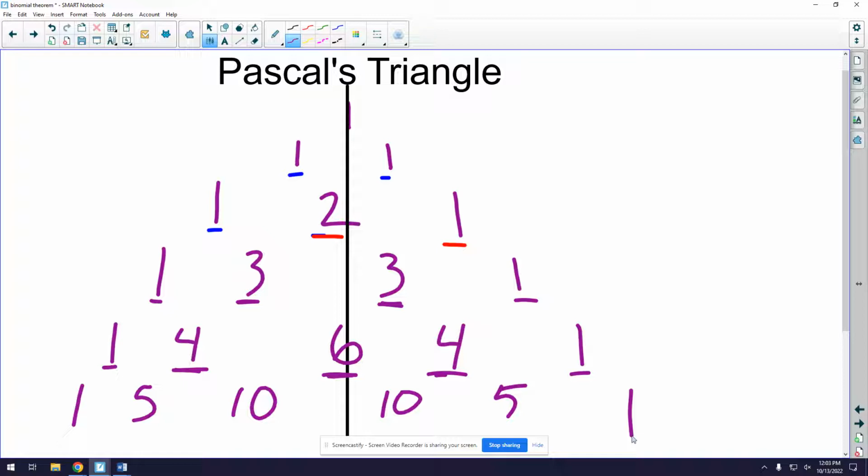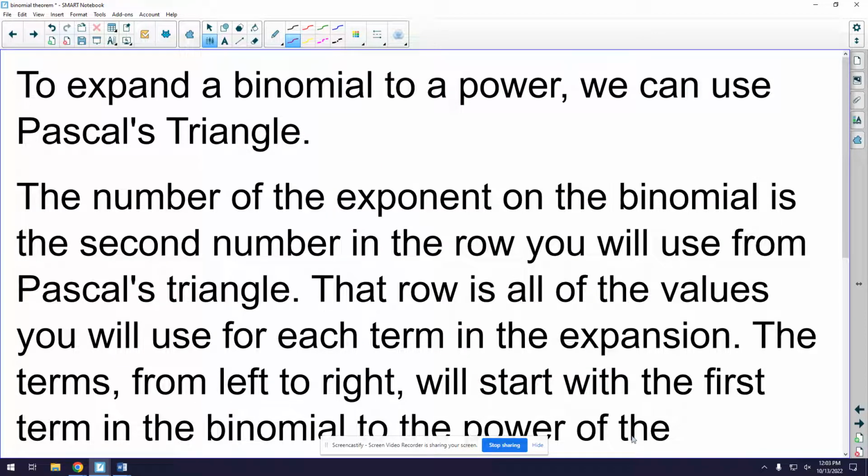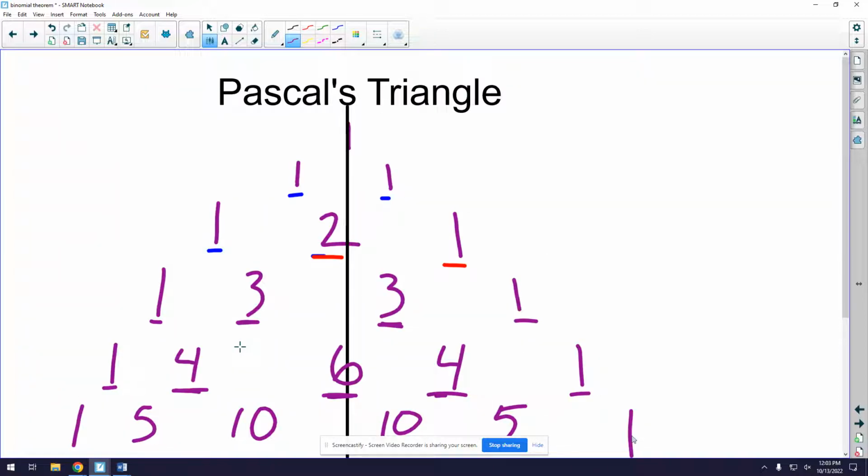So let's talk about how to use this to expand binomials. You can expand a binomial, it does not work with trinomials or anything else, to any power, any exponent, using Pascal's triangle. The number of your exponent on your binomial, so if you were doing something to the power of 5, that exponent is the second number in the row you will use from Pascal's triangle. So if my exponent was a 5, I would be using this row down here because the second number here is a 5. If my exponent was to the power of 3, I would be using this one because the second number is 3.